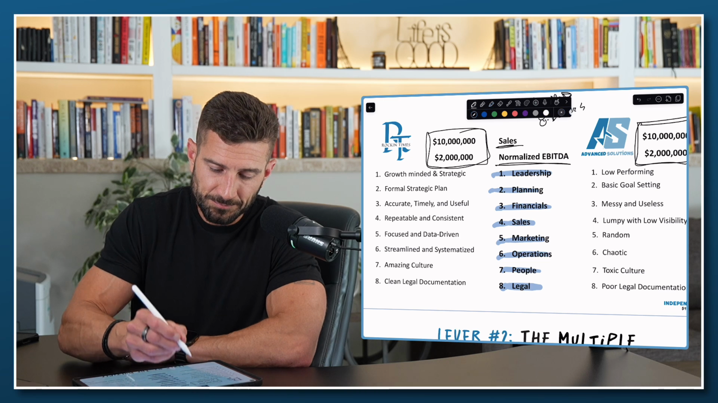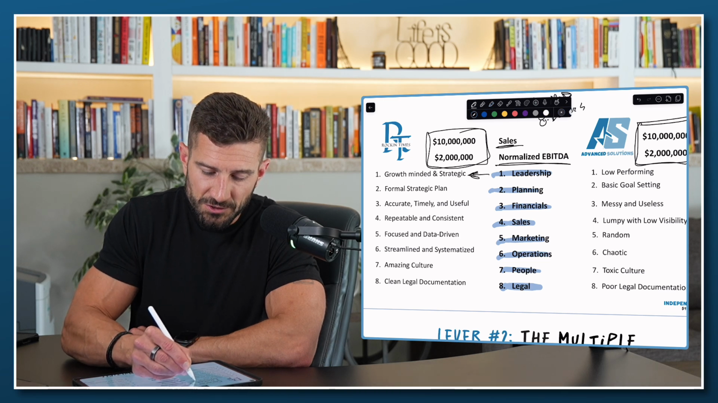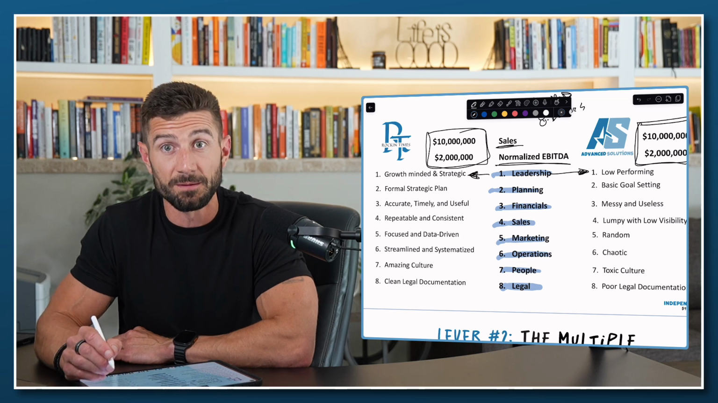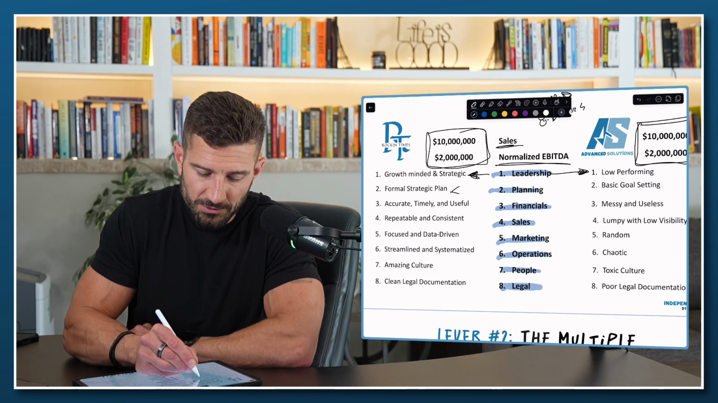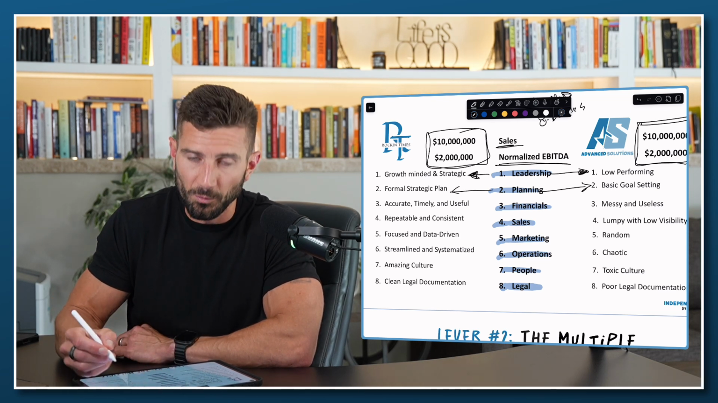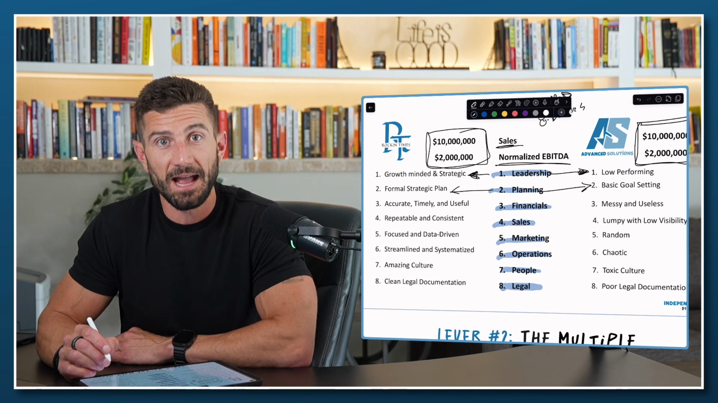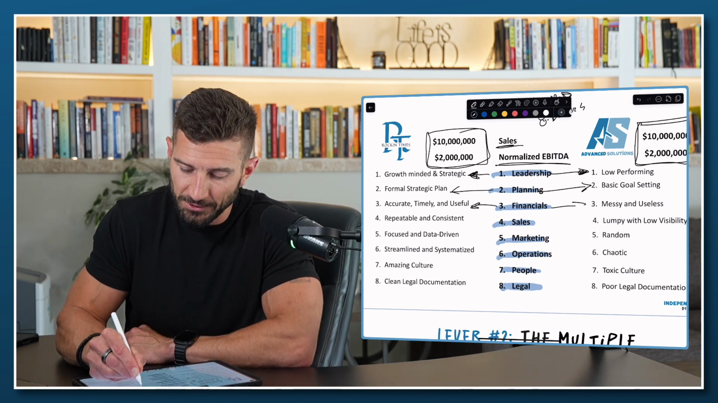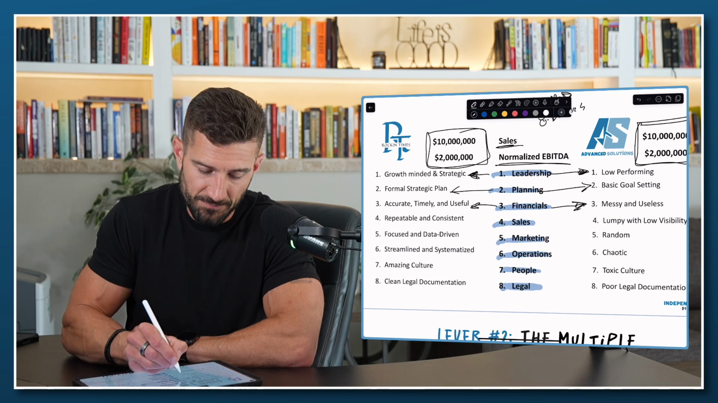Over here, we have leadership that is growth minded and strategic. Over here, they're low performing. They're B players and they need to be told what to do. Formal strategic plan. Over here, goal setting is just a VTO. It's not actually a strategic plan. Financials, they have a 3-statement model. Over here, they are useless and bad data.